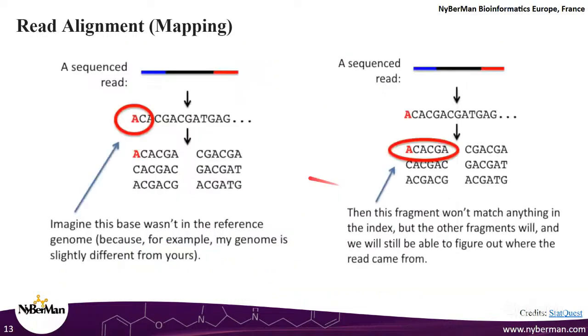Now, what will happen if we don't break up the reads? Let us see this example. This is my sequenced read. Here I have broken it up. Okay. Now imagine this base, this A, was actually not in the reference genome. Okay. And that can happen due to n number of reasons; there are several versions of the reference genome that you might be using, right?